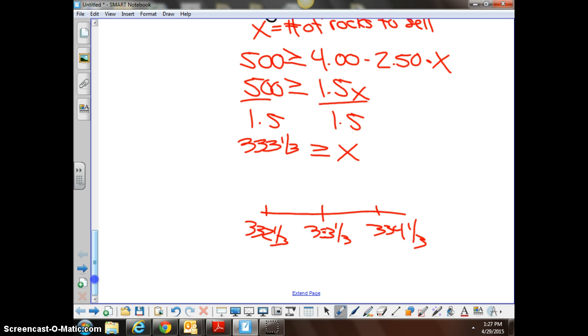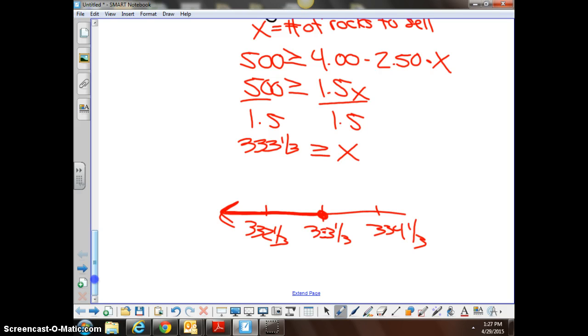Okay, so we're saying x is less than or equal to 333 and 1/3. So we're going to put a closed circle here. And we're going towards the... x is less than or equal to 333 and 1/3. So am I doing this right according to my inequality here? Yes, I am. So if x is less than or equal to 333 and 1/3, my arrow goes this way. Yes or no? Yes. Okay, so let's check.